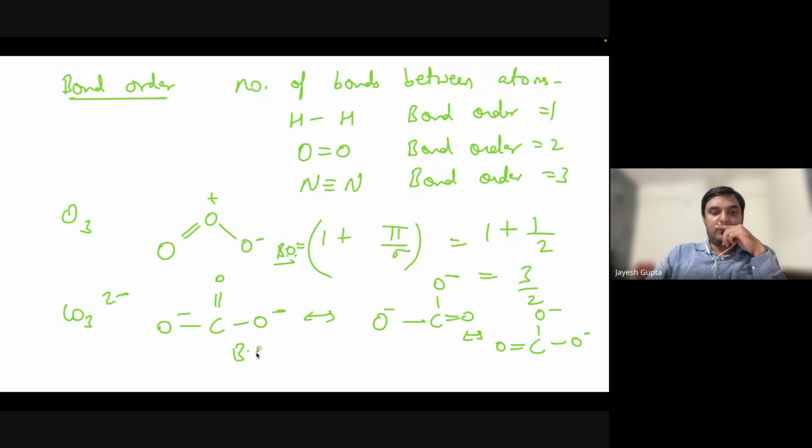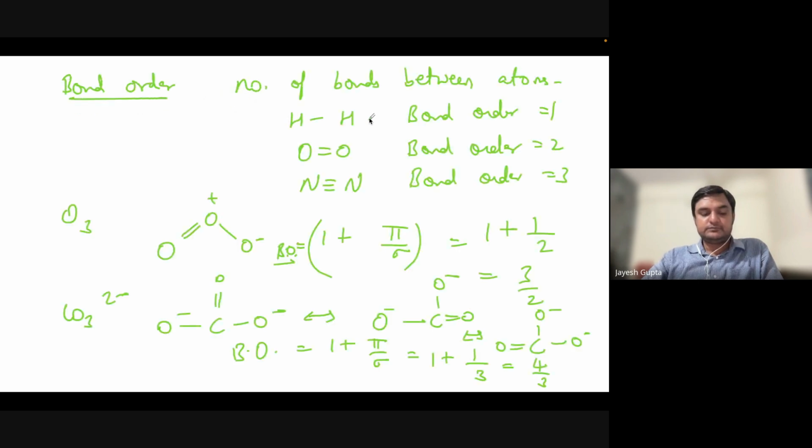Now if I talk about bond order, it will be 1 plus pi upon sigma. So the pi bond you can see here is 1 and the sigma bonds here are 3. So in total you are getting 4 by 3. So that will be your bond order. In a particular resonating structure you will see the total number of pi bonds. So you can see the pi bond is 1 only and sigma bonds are 3. So you're getting 1 plus 1 by 3.